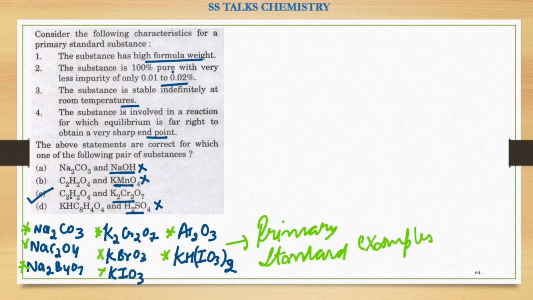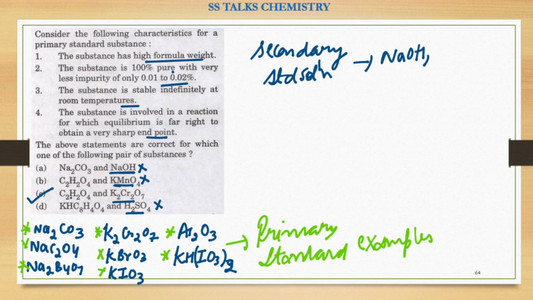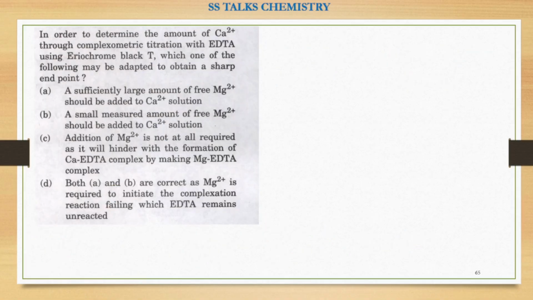For the secondary standard solutions also you can write a few of them. Examples are NaOH, H2SO4 and AgNO3. So these are a few examples of secondary solutions. Okay. Next is this question you are having.